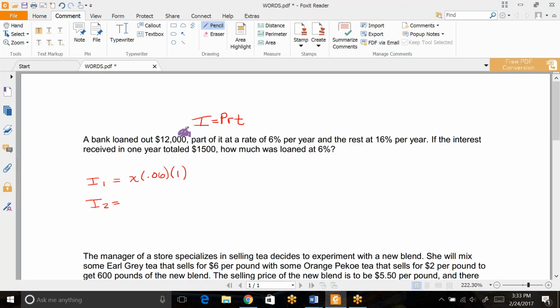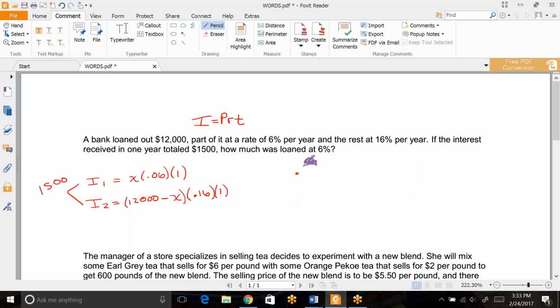The other guy has to be whatever would be left out of the $12,000. So one way of writing that is 12,000 minus the amount we used in account 1. So that would be X. This one is at 16% and again sat there for 1 year. These two interests together should add up to $1,500.